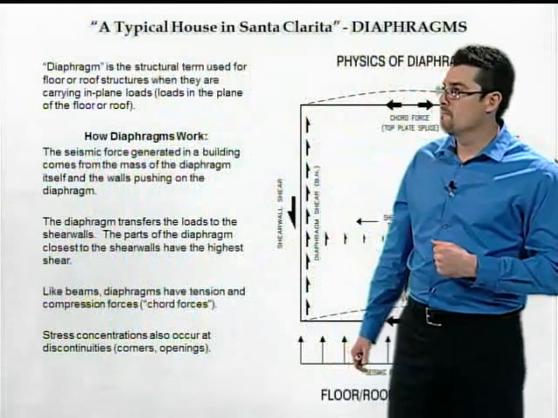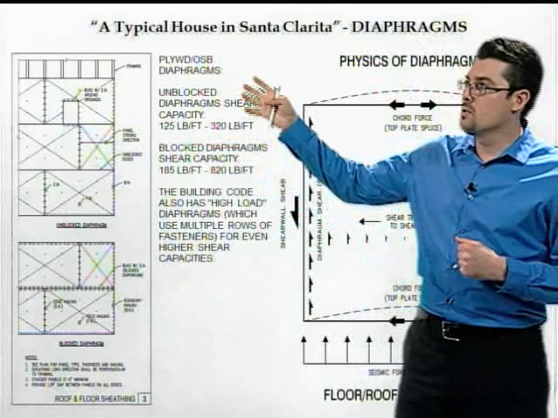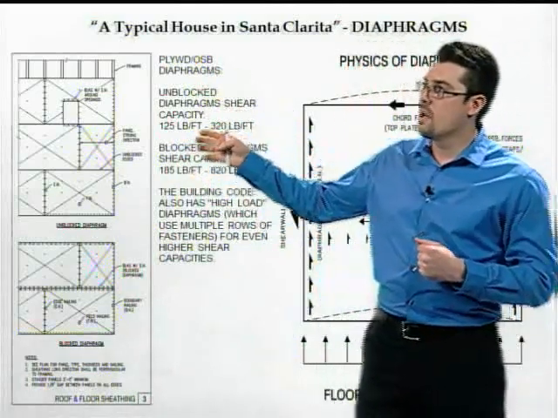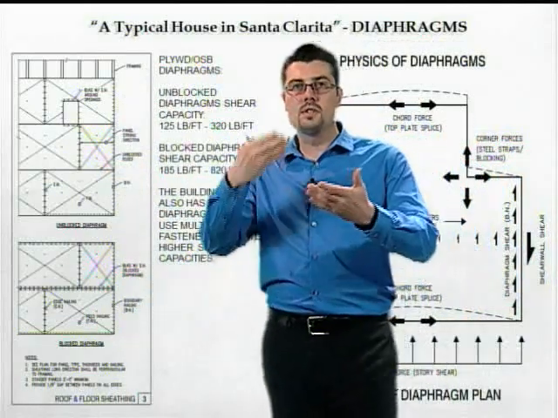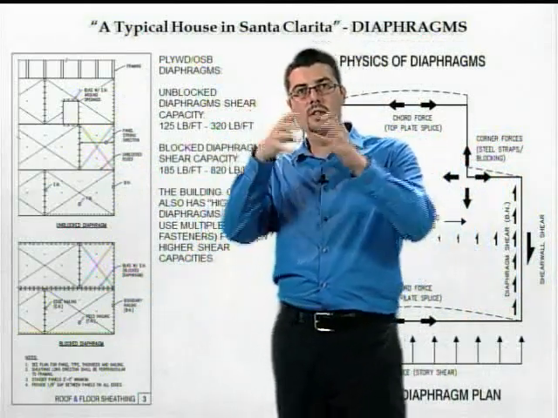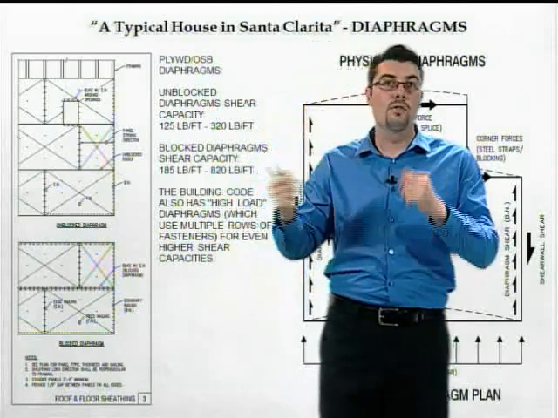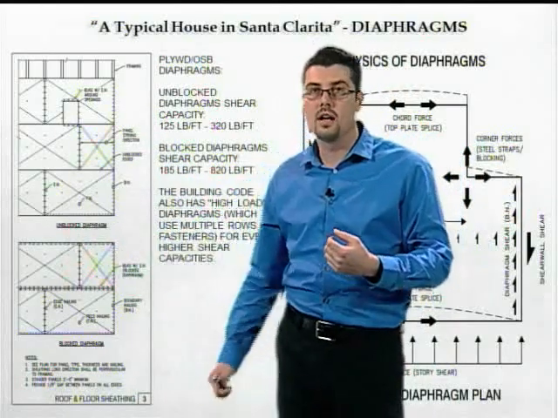Now, typically in wood frame homes we use plywood or OSB diaphragms, and there's two different types of diaphragms, blocked and unblocked. Blocking just means that there's 2-bys that the diaphragm pieces, the pieces of plywood, are nailed to. Whether those blocks are present or not is whether or not you have an unblocked or blocked diaphragm.